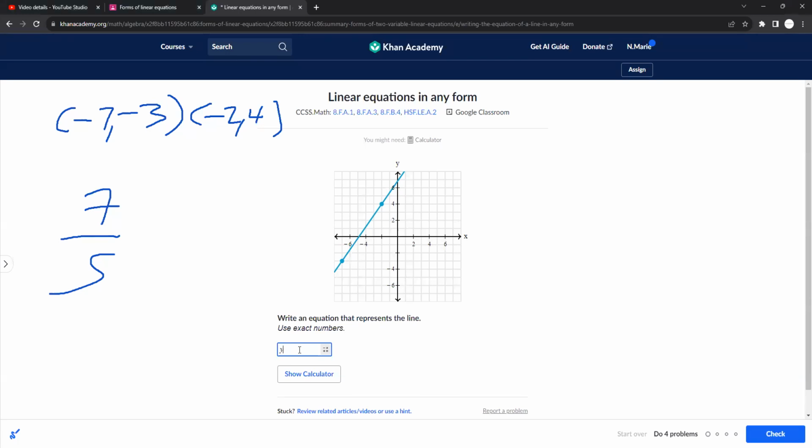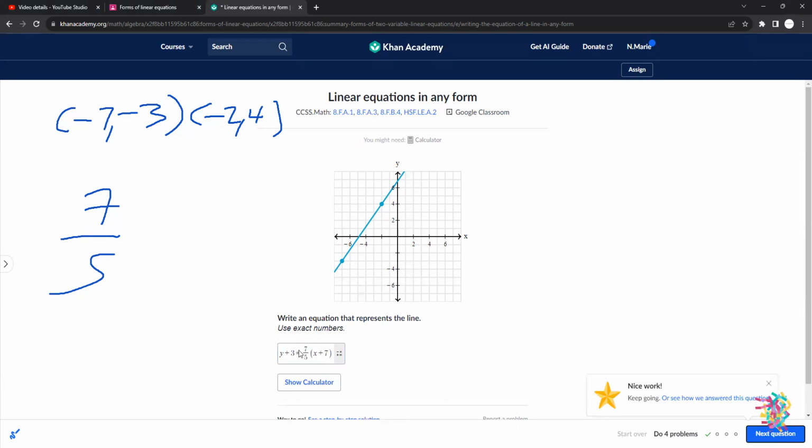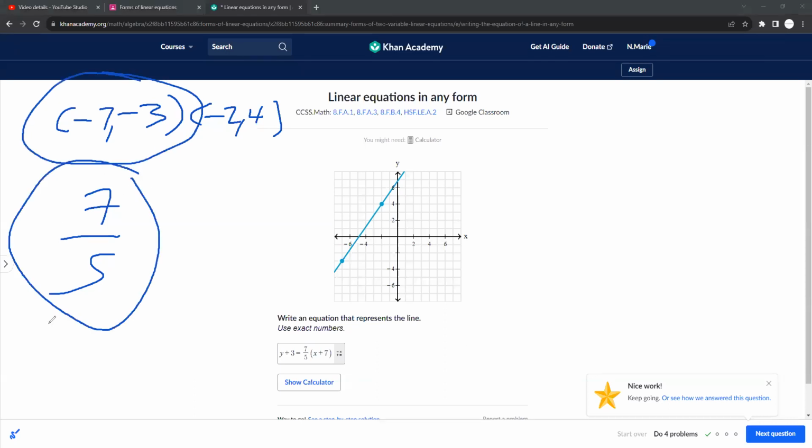So I'm just going to do y minus y1. So I'm just going to use the first set of coordinates, which is -7, -3. The slope goes here. X minus x1. And there you go. You put it in point slope form using this point and finding the slope.